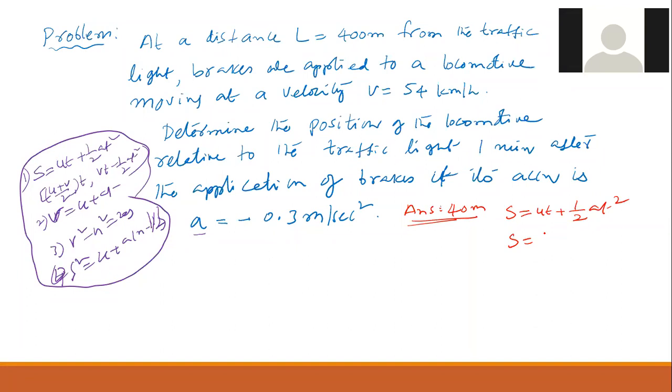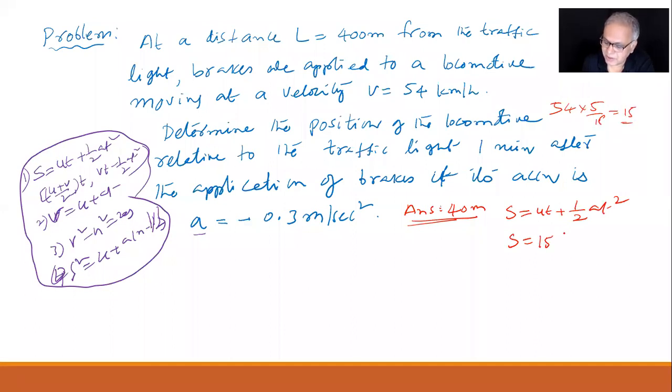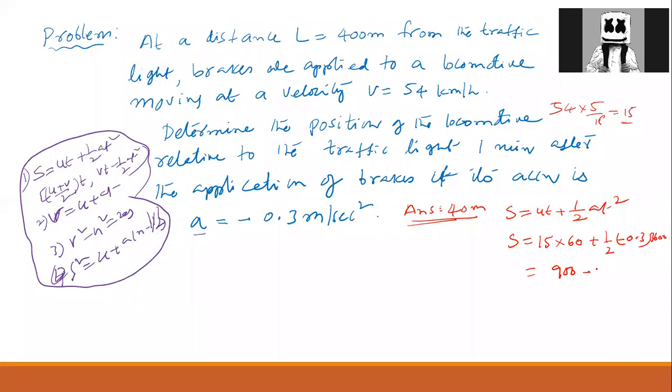54 into 5 by 18, yes sir, is 15 meters per second. So 15 meters per second into 1 minute, 60 seconds, plus half into minus 0.3 into t squared. 15 into 60, and 60 squared is 3600. So this will be 900 minus 0.3 into 1800, which is 540. So 900 minus 540, how much is this?